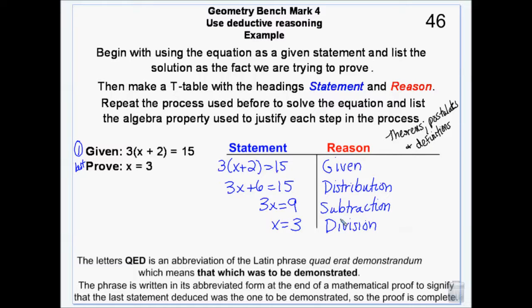And then at the very end of a proof, you write QED. QED stands for quod erat demonstrandum, which is Latin, which means we proved it. It just lets everybody know that you're done, because some proofs are pages and pages long. So you always write QED at the end, so you don't have to keep turning pages.